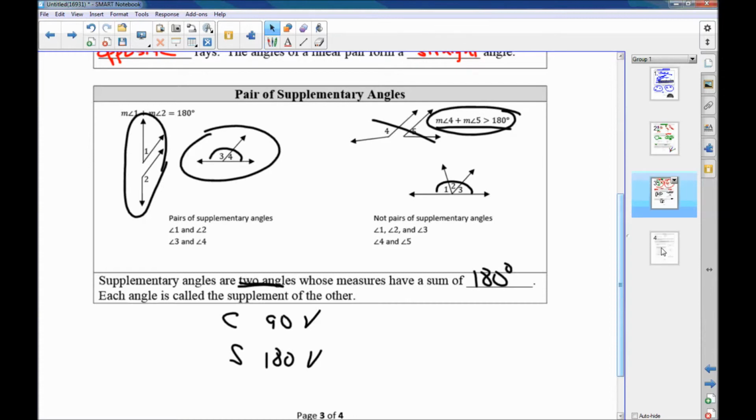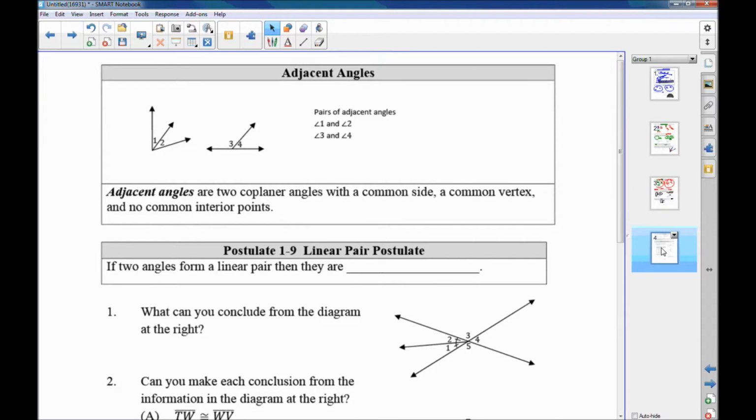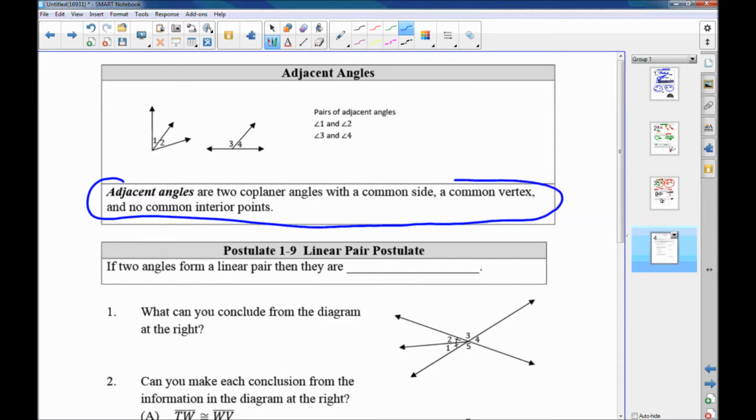All right, let's flip it over and take a look at our last page. On here we have adjacent angles. Adjacent angles are pairs of angles that share a common side, right? They are two coplanar angles with a common side, a common vertex, and no common interior points. We talked about adjacent angles already, and here's our formal definition.